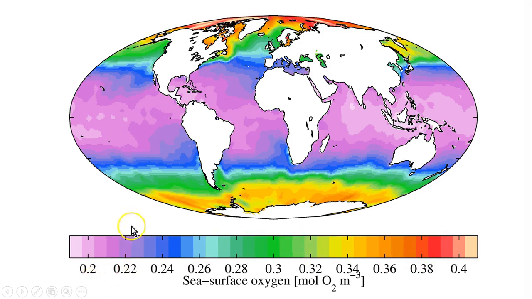Okay, so I should have introduced the scale to you, sorry. Light purple or purple, those are lower concentrations of oxygen, and the orange to red, those are higher concentrations of oxygen. So you can see that in warmer water you have less oxygen, in colder water you have more oxygen.